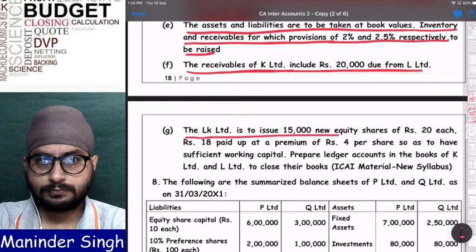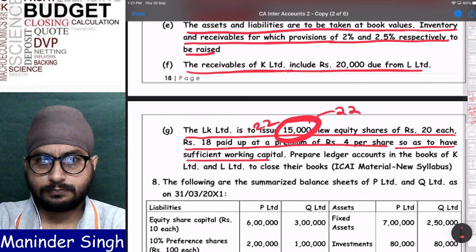LK Limited is to issue 15,000 equity shares of 20 each at 18 paid up at a premium of 4 per share, that is 22, so as to have sufficient working capital. So I am issuing shares to equity shareholders of both the companies. In addition to that, to outsiders also I am issuing equity shares. How many equity shares I am issuing to outsiders? 15,000. And how much? 22 per share.